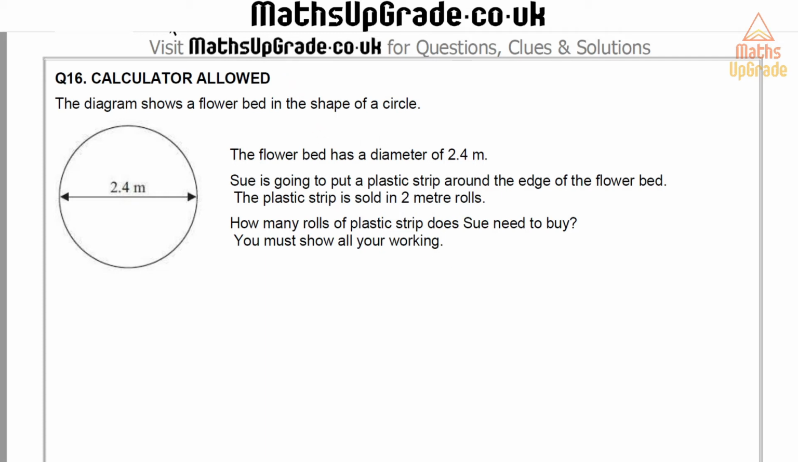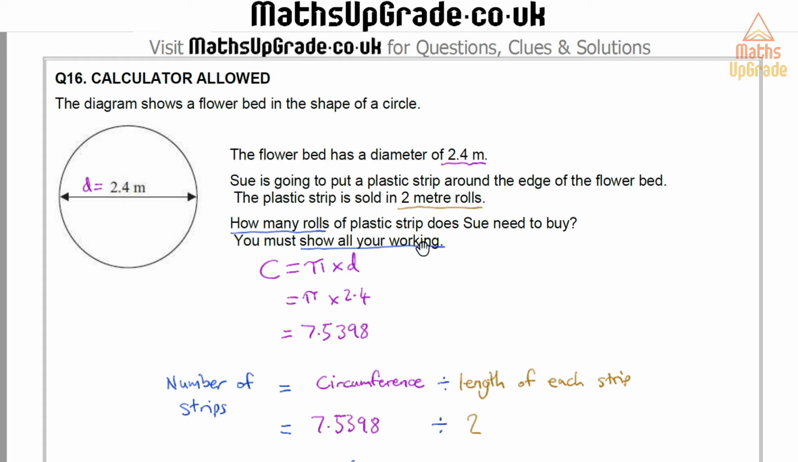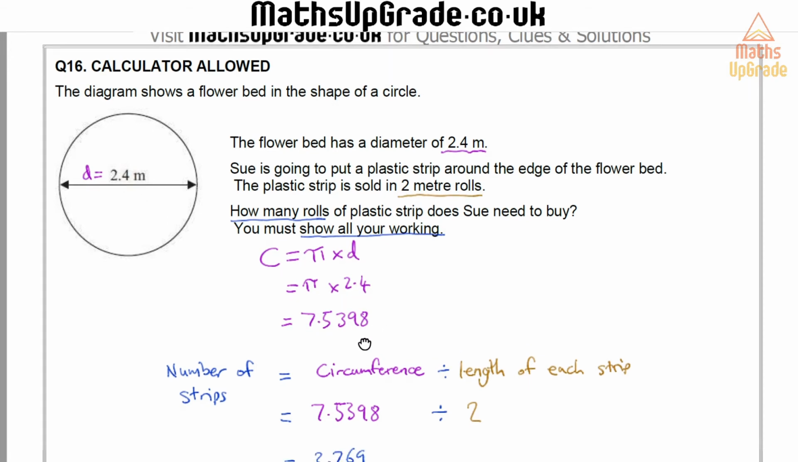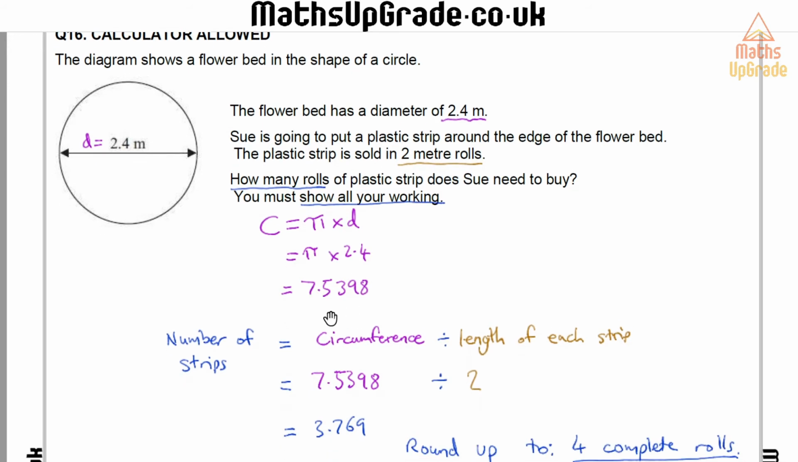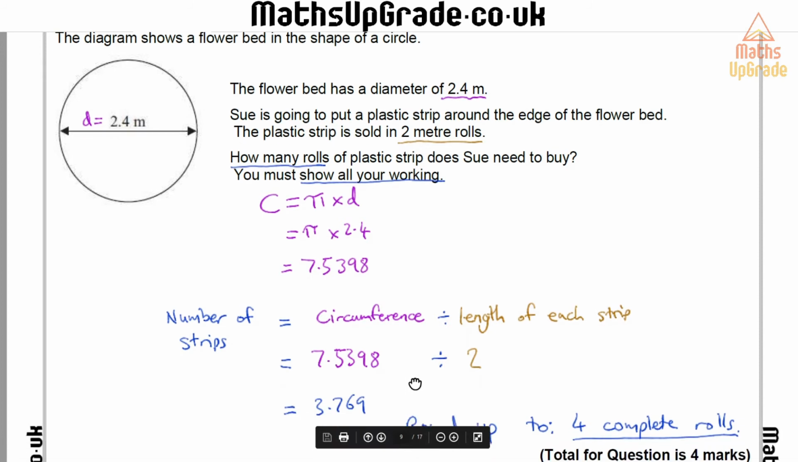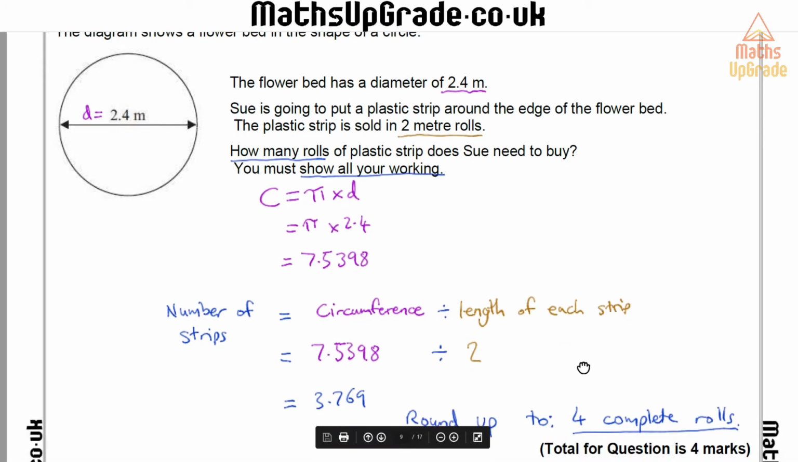Okay, so let's do that now. So I've underlined the important sections. I'm quoting the formula here. I'm substituting in for diameter of 2.4, using a calculator to work that out. Now let's find the number of strips. So circumference divided by the length of each strip gives me 3.769.